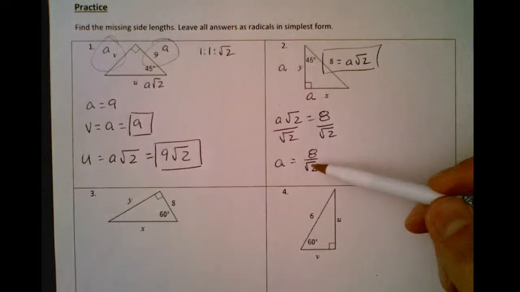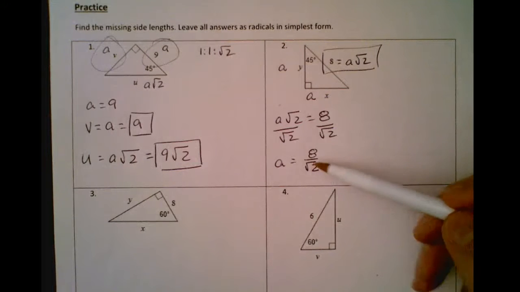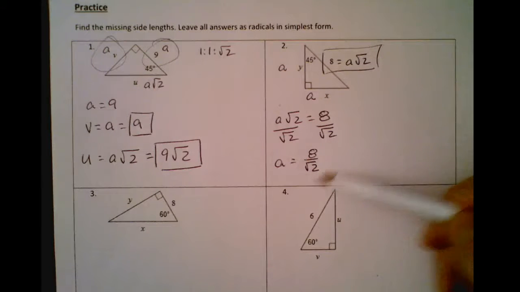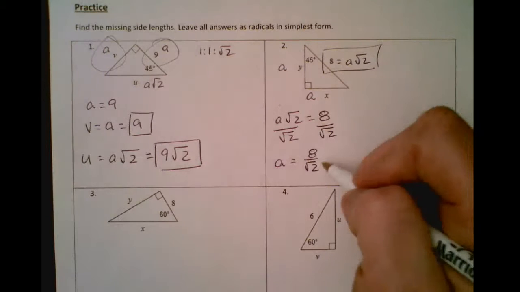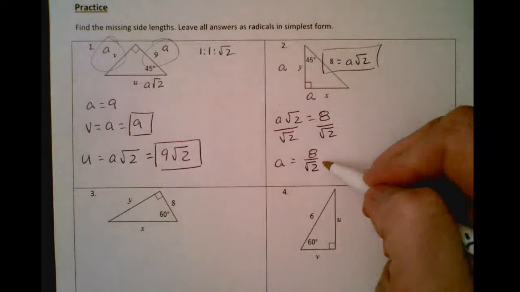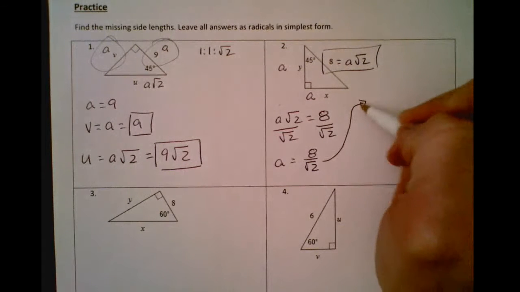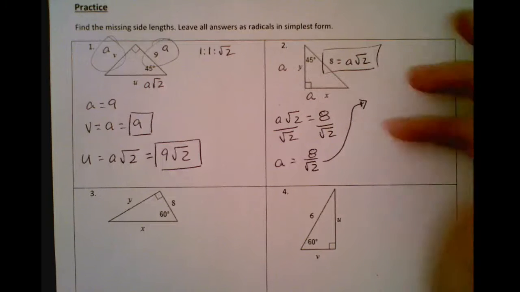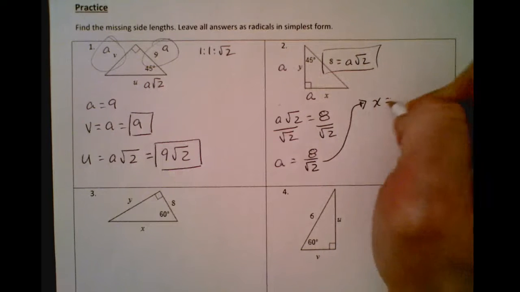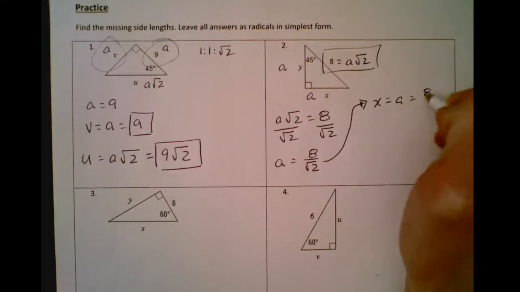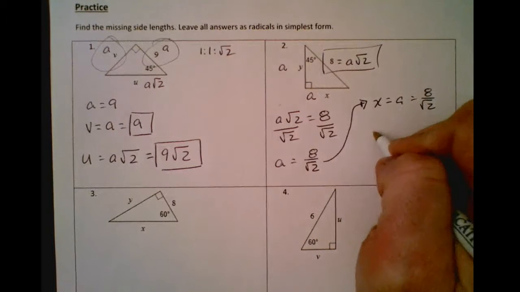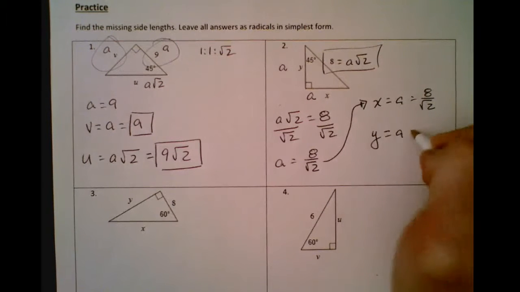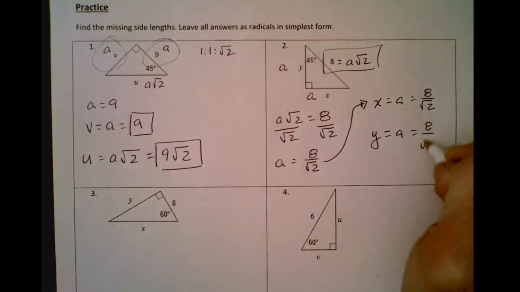Now, we haven't really talked about how to simplify this yet, because in algebra it's not allowed to have a radical in the denominator. You might remember how to do that from last year. But for now, we're just going to go ahead and solve for the other sides. So we need to find x and we need to find y, and we see that they're both the same. So I know that x is going to be a, which is 8 over root 2, and I know that y is also a, and that's also going to be 8 over root 2.